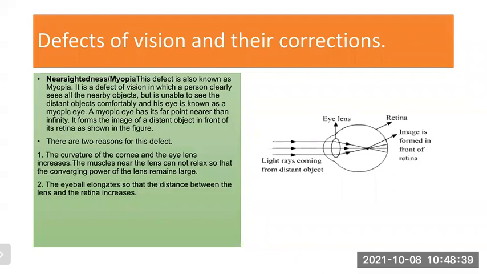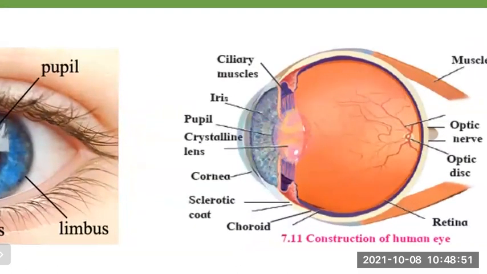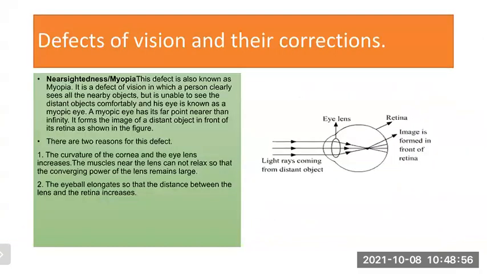Got it? So yesterday we have seen about the structure of the eye. You can again observe the curvature of the cornea and the eye lens increases. Got it? See here you have the cornea and see the eye lens. So their curvature changes. The muscles near the lens cannot relax, so that the converging power of the lens remains large. Okay, so this is the main problem, that the converging power of the lens remains large.